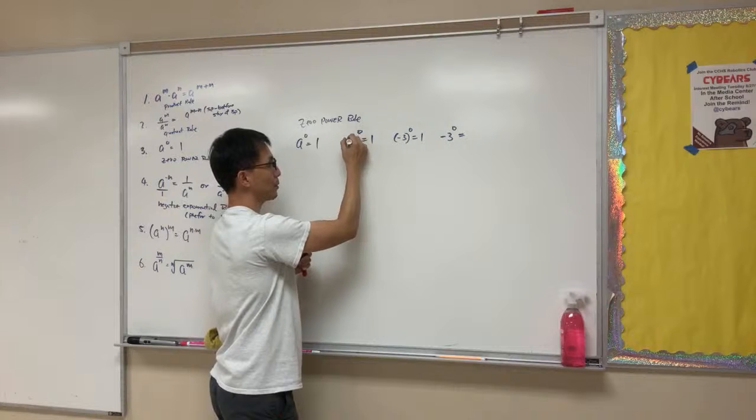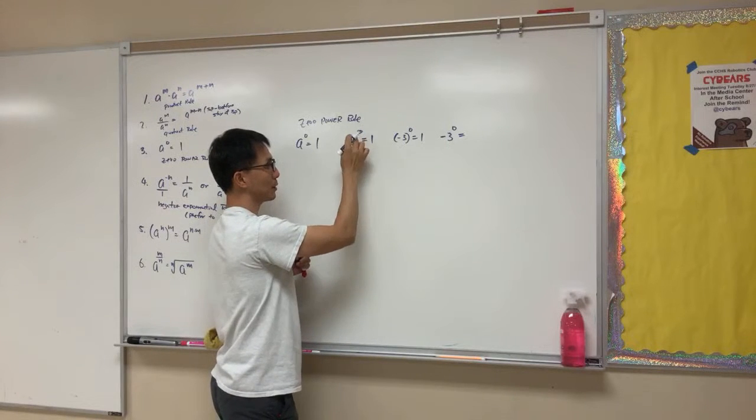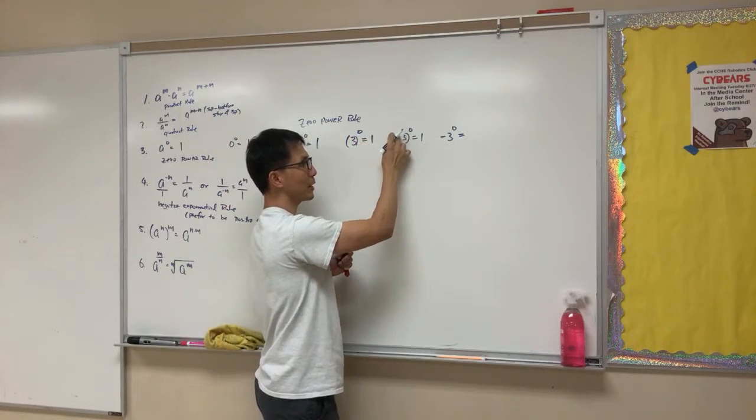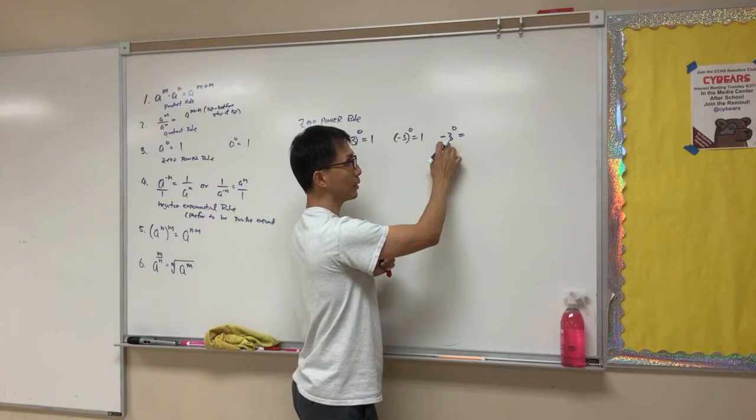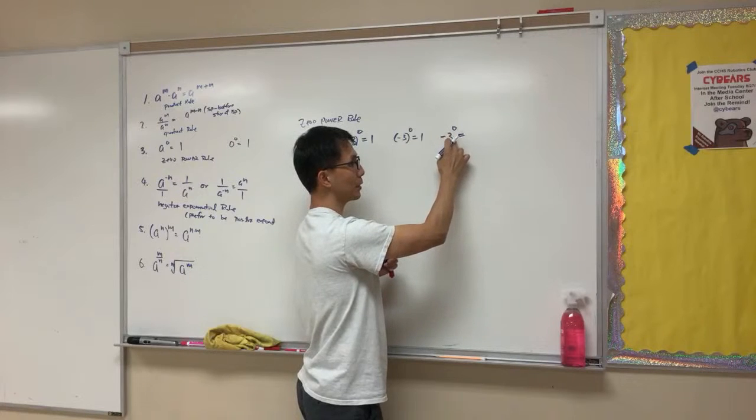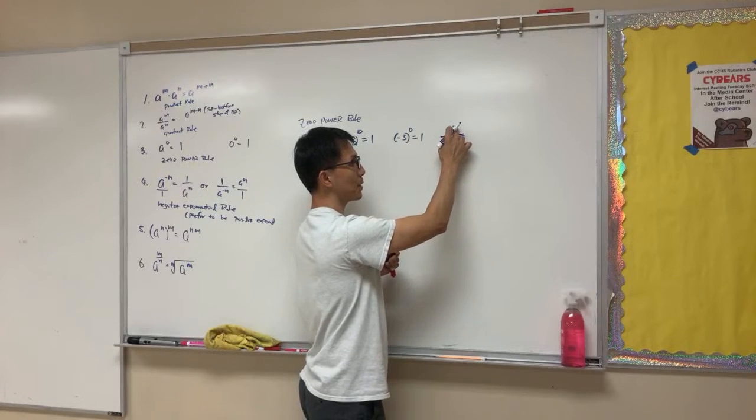So there is a parenthesis right here, invisible, but it's there. 3 to the 0 is 1. This is negative 3, so anything to the 0 power is 1. Now here, you got to be careful because there's no parenthesis. That means the exponent rule is going to go first.